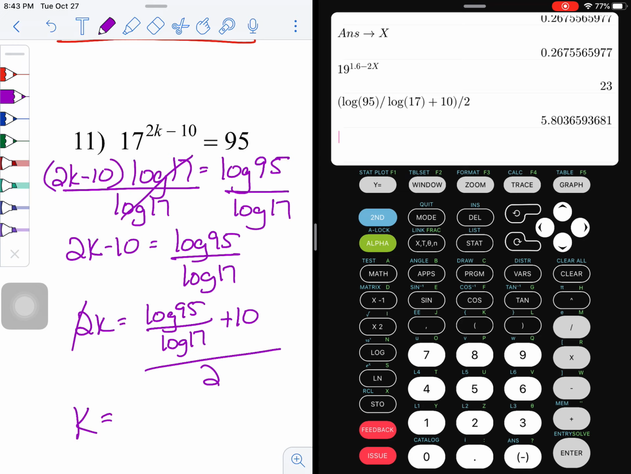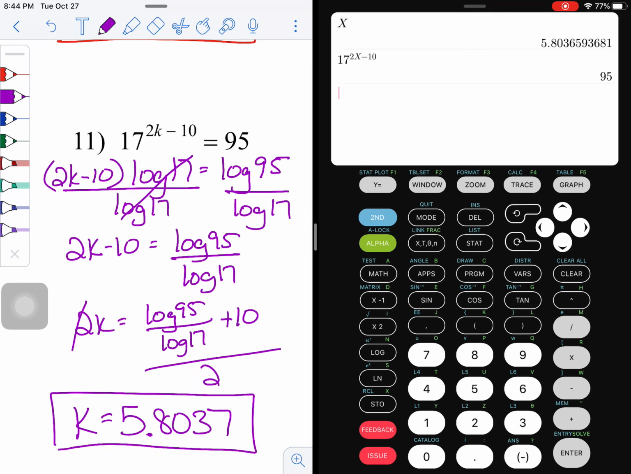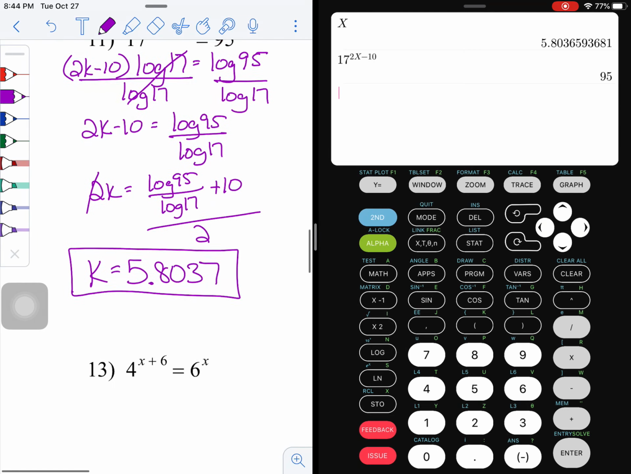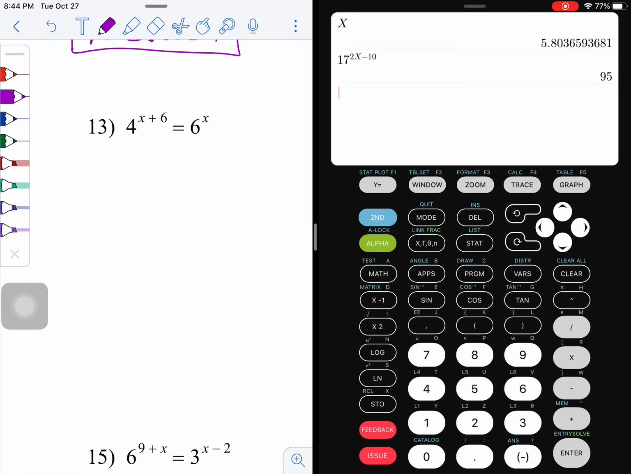And I believe my answer is 5.8 something, but I trust myself not, especially with the calculator when I tried to put all of that in it. Okay, still have the x value. Good. All right, so 17 to the 2k minus 10 is equal to, hey, it equals 95. So 5.8037 if I round it right. All right, I believe there's more.